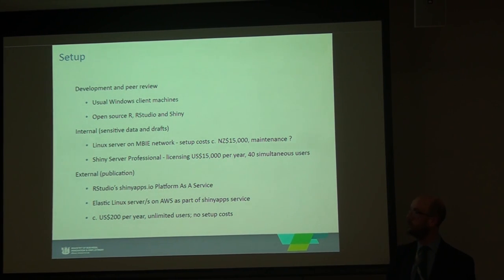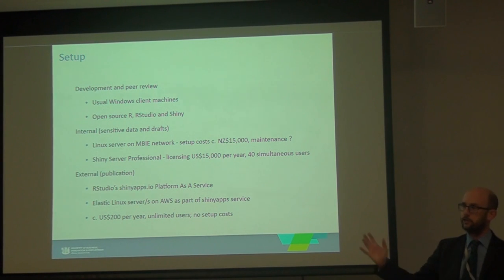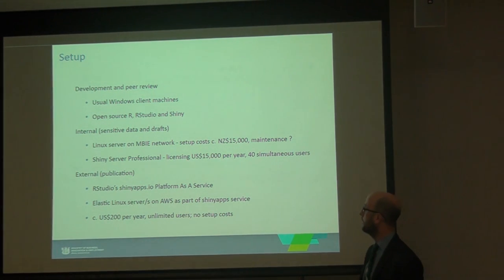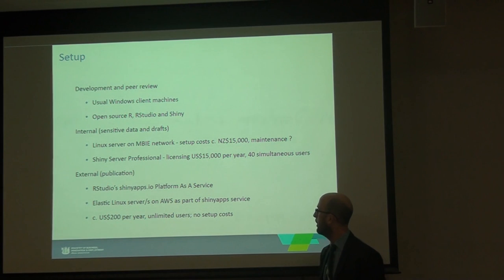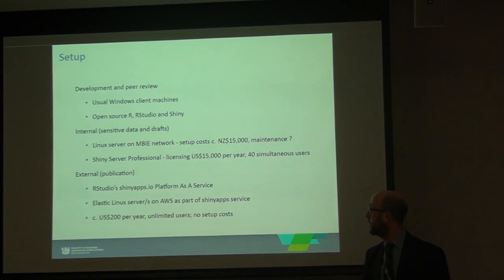Now we also have an external solution, which is obviously for things which we want to publish. And that's just being done straight through the platform as a service offered by RStudio. And that is hugely cheaper, zero setup costs, and costs about $200 US per month. They look after everything for you, the host, the server. It's Amazon Elastic Cloud Computing, so it will expand if necessary, and unlimited users, and as I say, no setup costs.